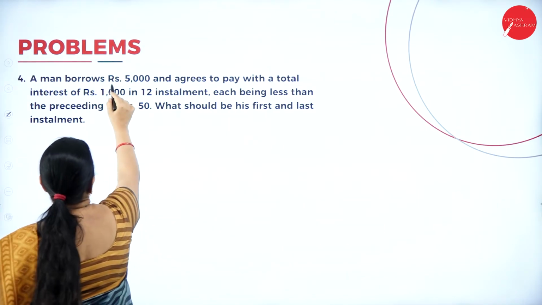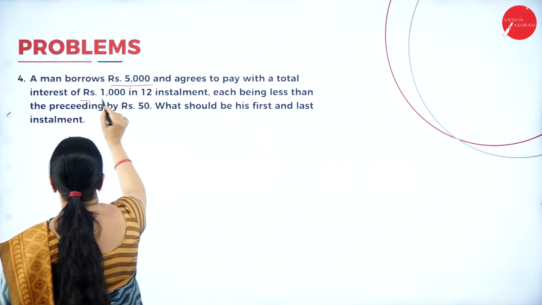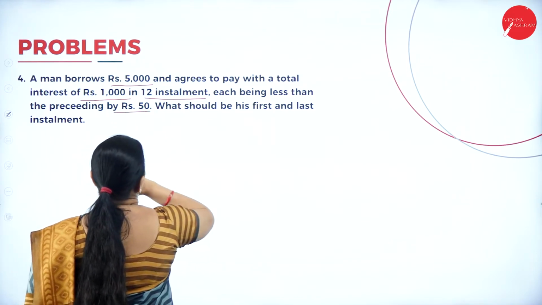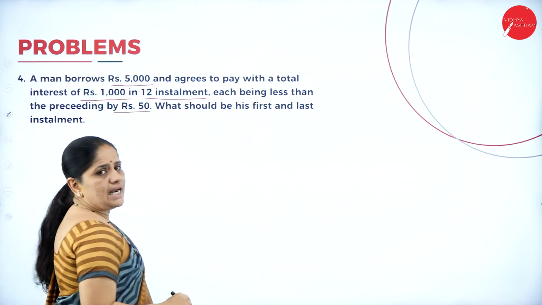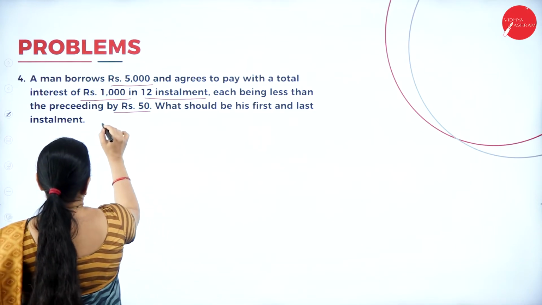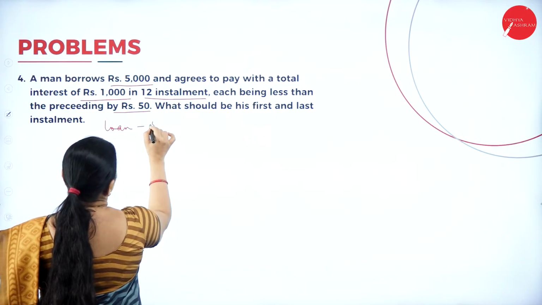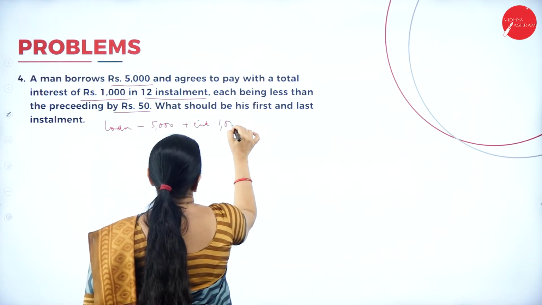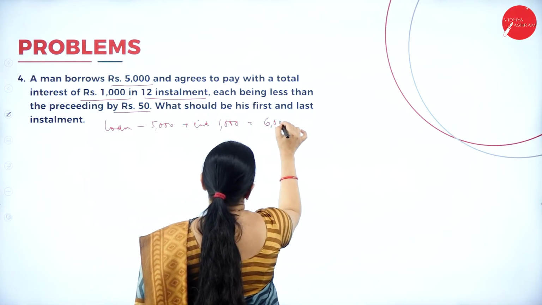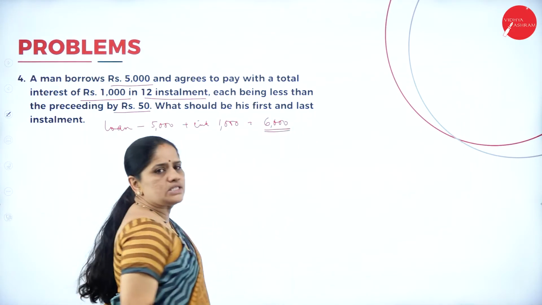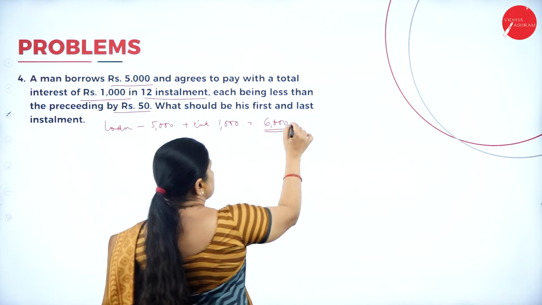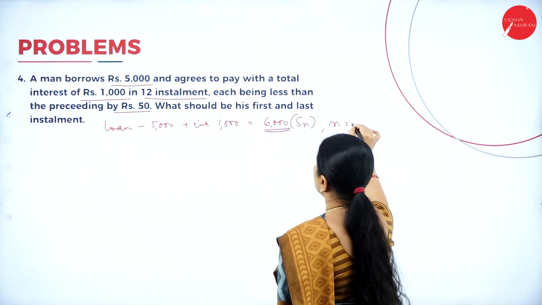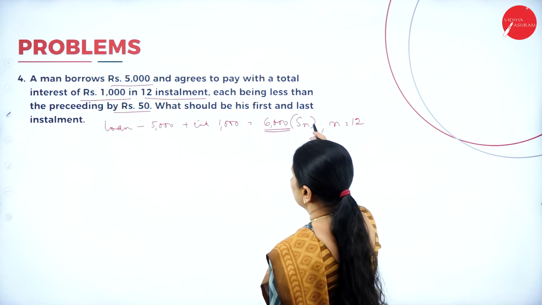Then a man borrows rupees 5,000 and agrees to pay with a total interest of 1,000 in 12 installments each, being less than the preceding by rupees 50. What should be his first and last installment? So what is the loan borrowed? 5,000. Interest is 1,000. So total amount is 6,000. So he has to repay 6,000. So this we write it as SN. And then what is N here? 12 installments.